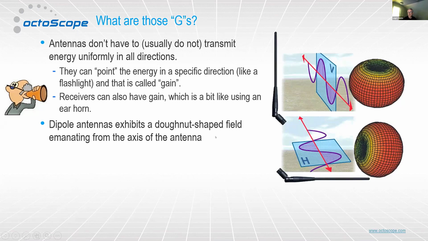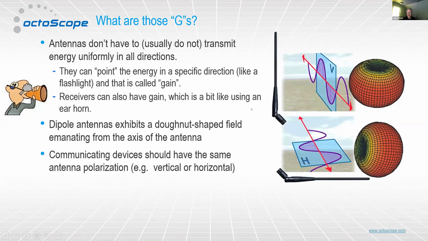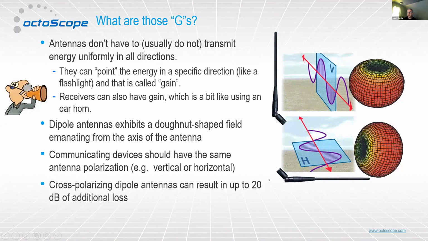So it's transmitting mostly out in this direction along the edge, and not really at all up and down to the top and the bottom. They also have polarization. So when you have a transmitter and receiver looking to talk to each other, you usually want those antennas to be in the same orientation, because if you don't have them in the same orientation, like shown here, one up and one to the side, then you can get a lot more loss in your link budget.